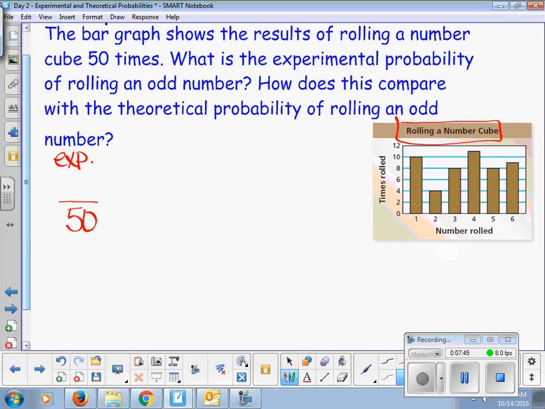What are our odd numbers? 1, 3, and 5. How many times did we roll a 1? 10. How many times did we roll a 3? How many times did we roll a 5? 8. When you add 10 plus 8 plus 8, what do you get? 26. So 26 is the number of times that it actually happened. 26 50ths. Can we simplify this?